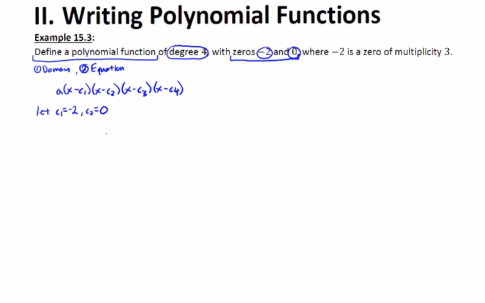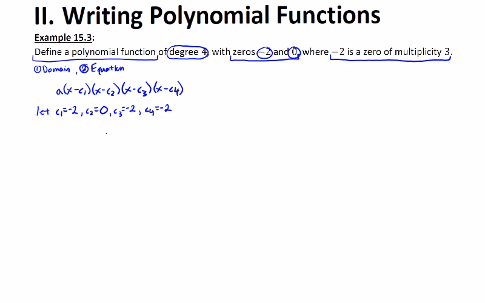There's another stipulation. It says -2 is going to be a zero of multiplicity 3. It's a good thing we have that statement, because I'm not going to be able to create a degree 4 polynomial with only 2 zeros. I have to have 4 zeros. I need a c3 and I need a c4. c3 and c4 can both be -2. That way I have a total of three -2's, and then I have 0 giving me my total of 4.